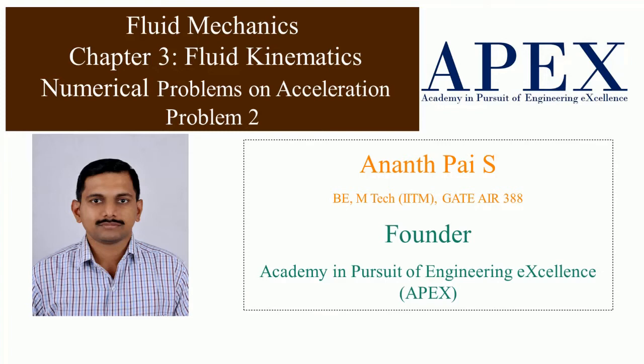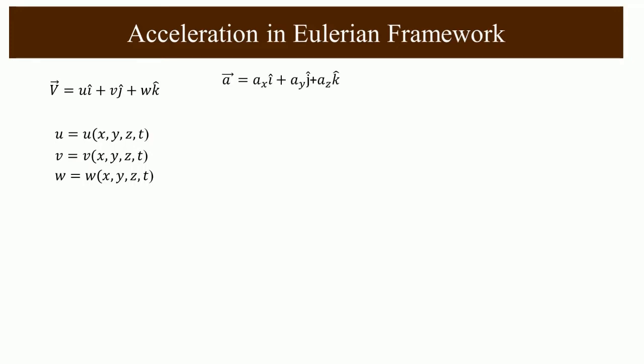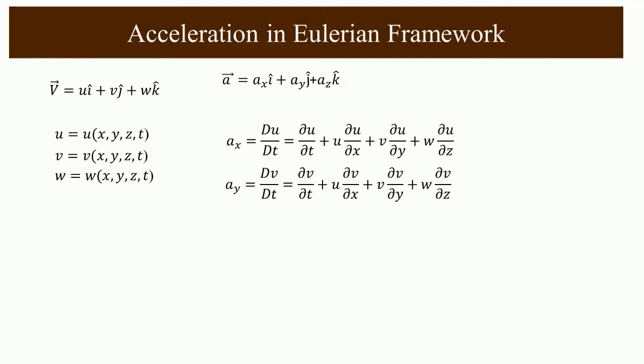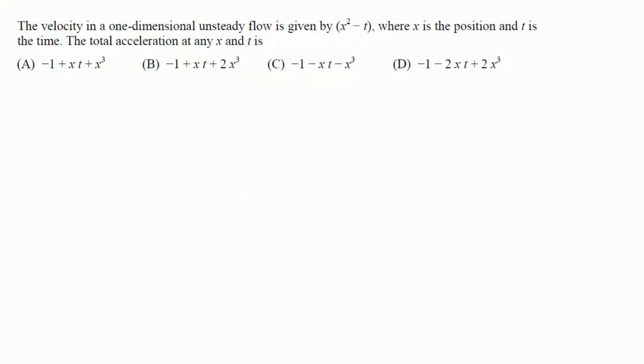Now we will do problem 2 on acceleration. When you say acceleration, the velocity v is equal to u i plus v j plus w k. When you differentiate the velocity with respect to time, you get acceleration, and since velocity is a function of x, y, z and t, the acceleration will come in this format, where ax, ay, az is so big, okay, has temporal and convective parts. Now let us solve this problem.